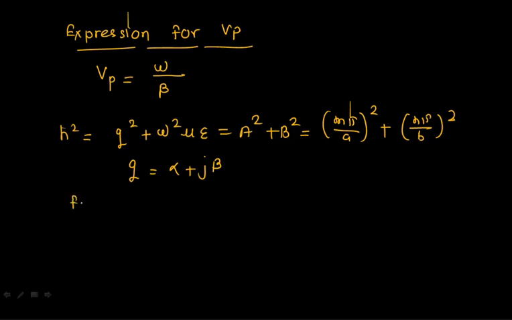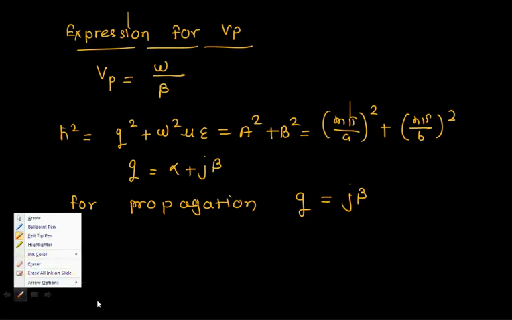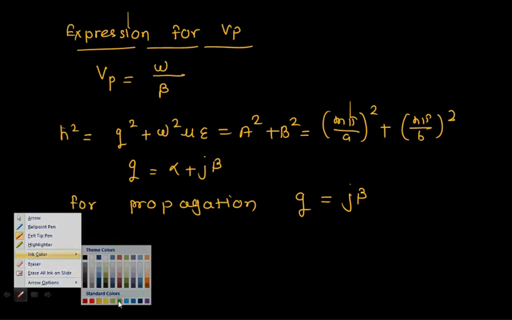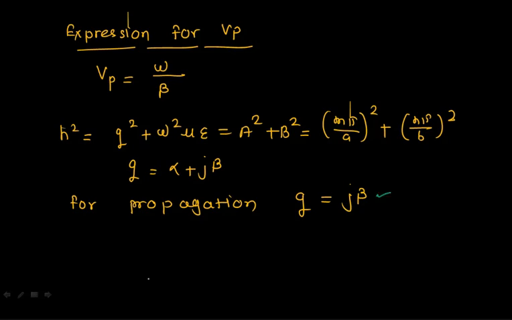Now for propagation, what is the condition? Your phase constant must exist. So for propagation, your gamma must be j beta. Okay? So if your propagation is there, you can say my propagation is possible only in this condition. Okay, so I can replace all this. Now I am assuming that phase velocity will be there if my propagation will be there. So this should be the condition to have the propagation. So I can say gamma square is equal to (j beta) square.